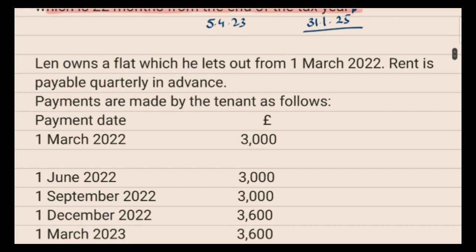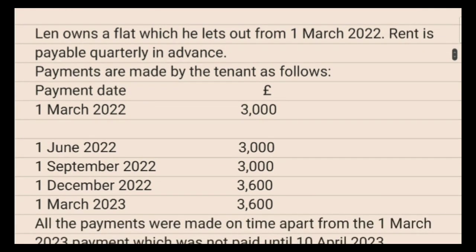Now another question: Len owns a flat which he lets out from 1st March 2022. Rent is payable quarterly in advance. So it means यहाँ पे rent की receive करने की date different होगी. It would be 1st March, then 1st June, then 1st September and then 1st December. These are the dates for receipt of rent from a tenant. Payments are made by the tenant. अब tenant ने कैसे payment किया? He paid 3,000 on 1st March 22.